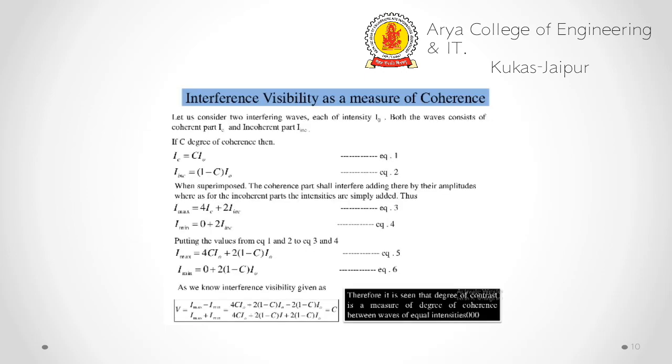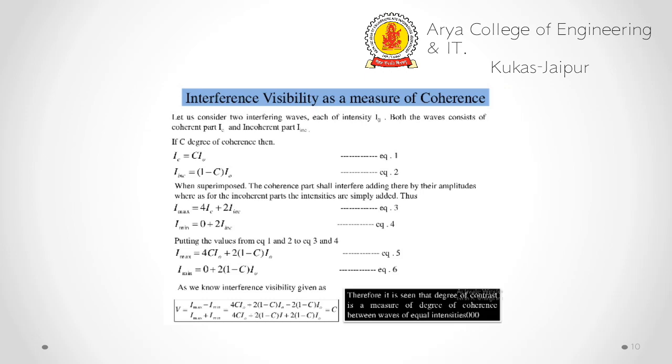Now let's talk about interference visibility as a measure of coherency. Let us consider two interfering waves, each of intensity I0. Both waves consist of a coherent part IC and an incoherent part INC. If C is the degree of coherency, then IC can be written as C I0, and INC can be written as (1 minus C) I0. Equation number 1 and equation number 2.